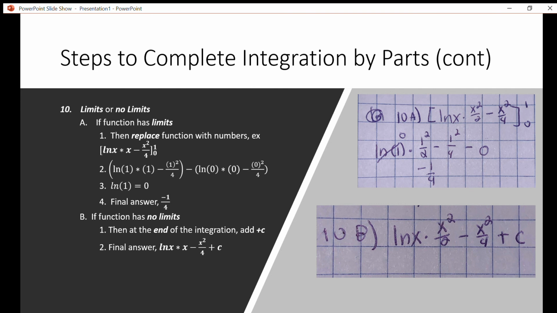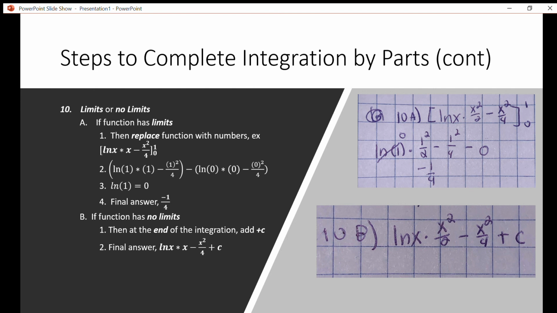Now, the 1 squared over 4, we don't do anything else to it, right? Because there's nothing else that we can do to it. We don't multiply it times another number or whatever it may be. We just simplify the 1. 1 squared only gives us 1. So now we're left with negative 1 over 4. That is our answer. We had a limit.